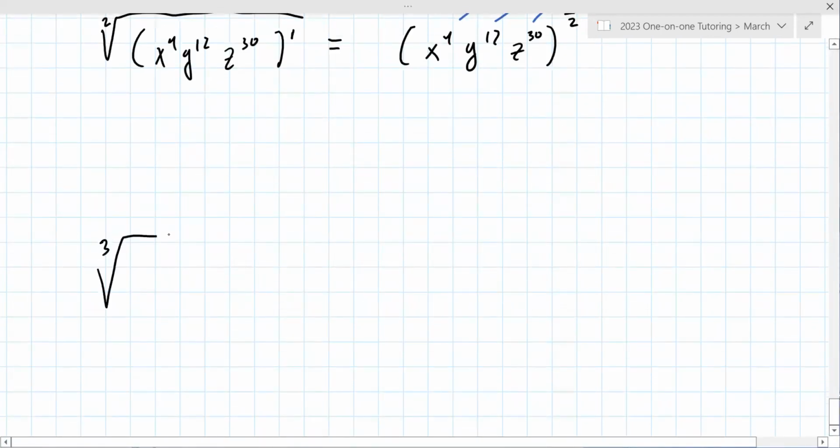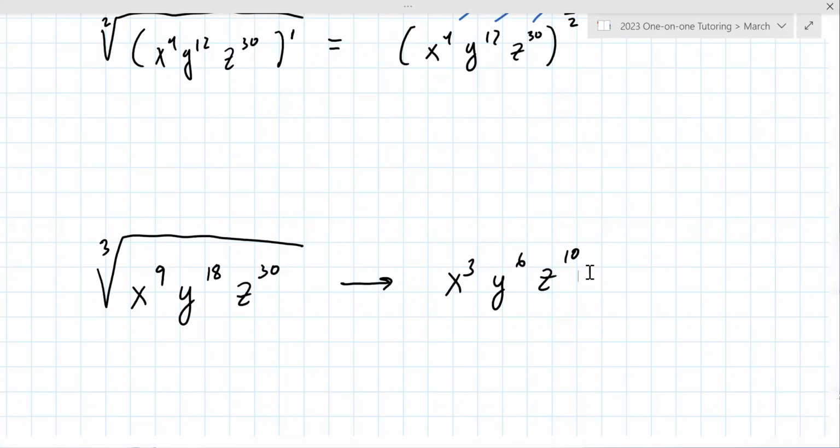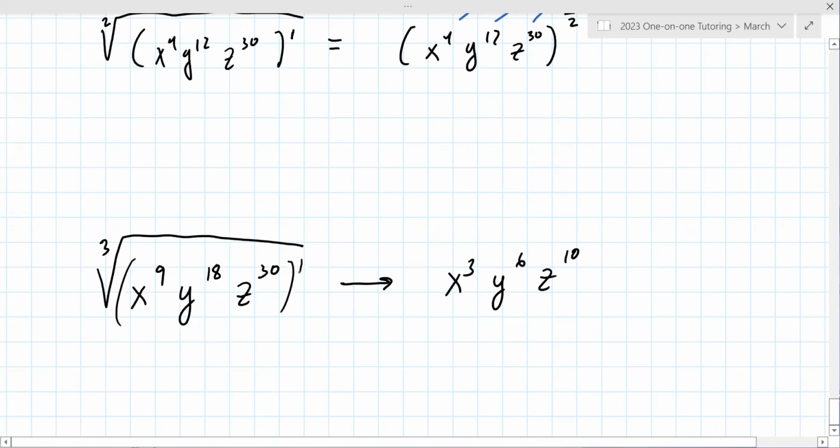Now, similarly, this is probably our last problem. Let's say it's the cube root of x to the 9th, y to the 18th, and z to the 30th. If this becomes x cubed, y to the 6th, z to the 10th, can you tell me why that is? So it's the invisible one. It would be 1/3. That's right. And so each of the exponents are divided by 3. All right.